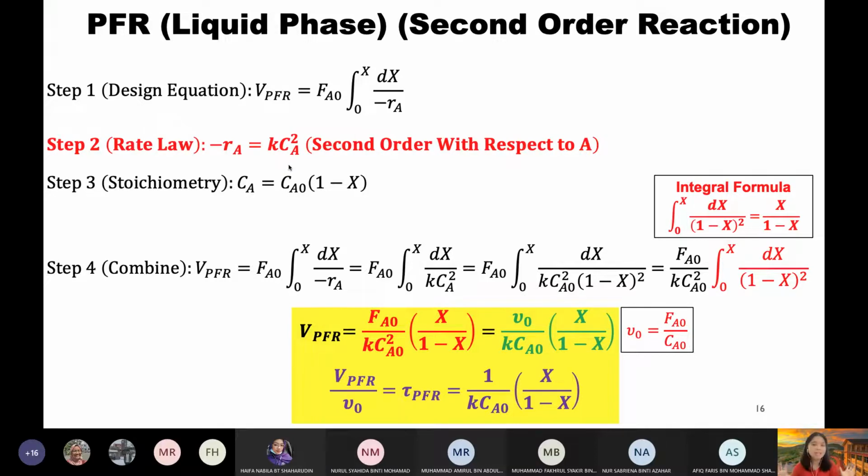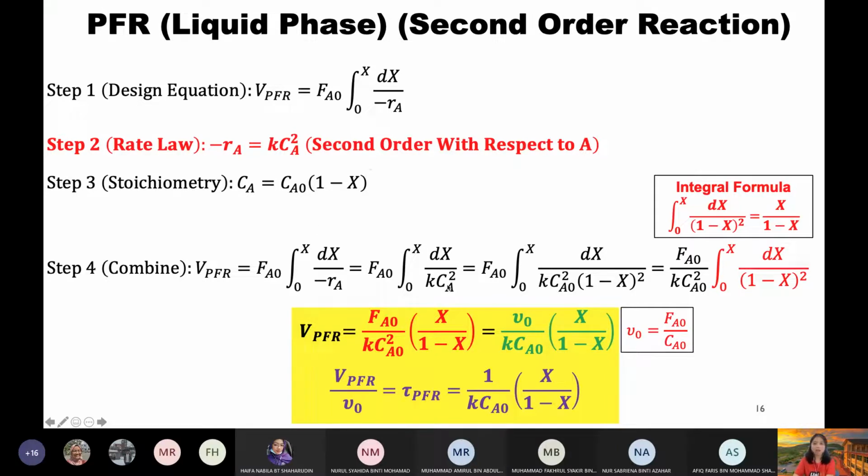Rate law dah berubah lagi. So rate law, sebarang perubahan dalam tindak balas will change the rate law and the design equation. Okay, so next, minus RA becomes K CA power of 2, because that's my rate law. Same concept, CA have to be converted into the form of X sebab kita nak kamirkan terhadap X. So kita tahu liquid phase CA equals CA0 in bracket 1 minus X.